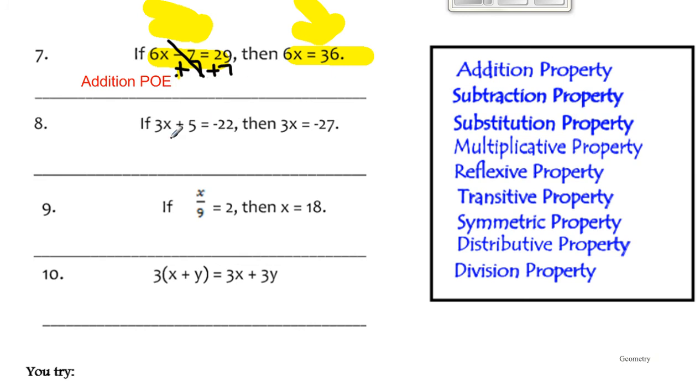All right, try number 8. How do we get from the if to the then? What has to happen between here and here to reach our conclusion? Take a second, pause the video, and tell me what you think. All right, and this is the subtraction property of equality.